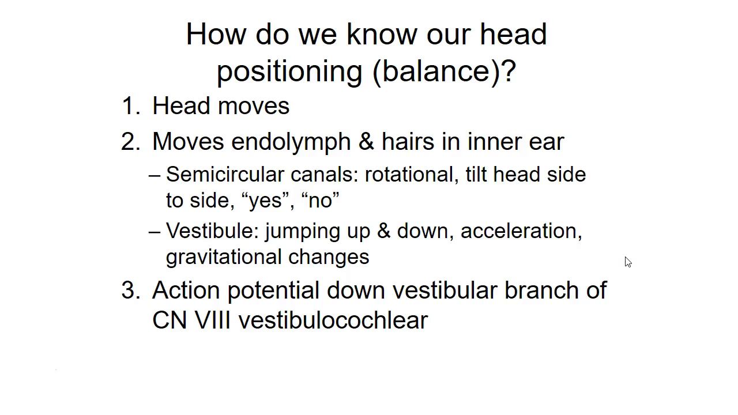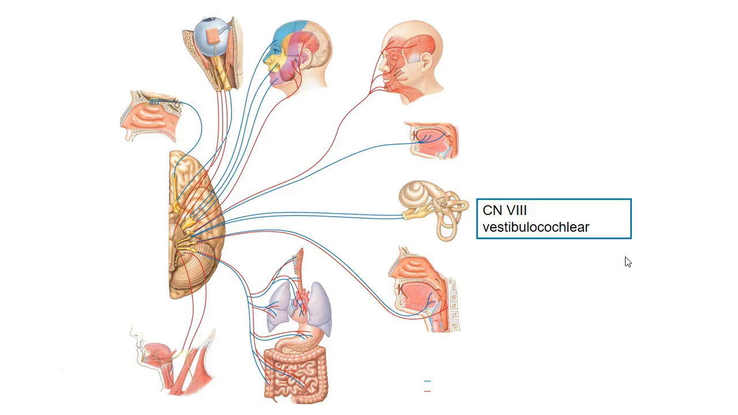All right, so we kind of have two different equilibrium mechanisms or senses, ways to sense two different types of equilibrium. And remember, this is being routed through cranial nerve number 8. And that comes together with the cochlear part. So vestibulocochlear is referring to the equilibrium and also the hearing coming from the cochlea.